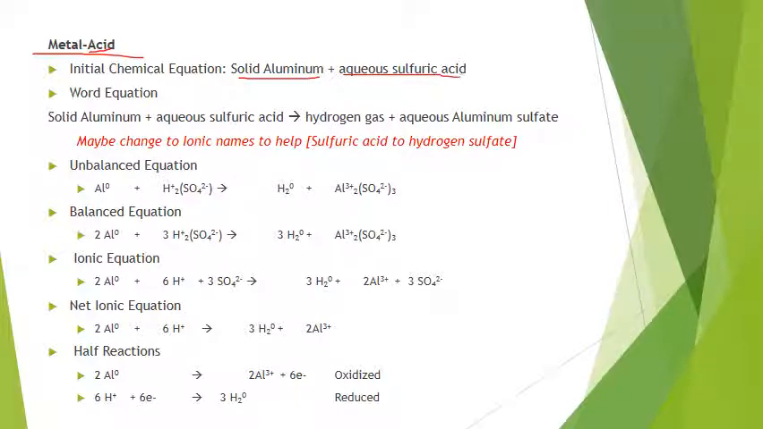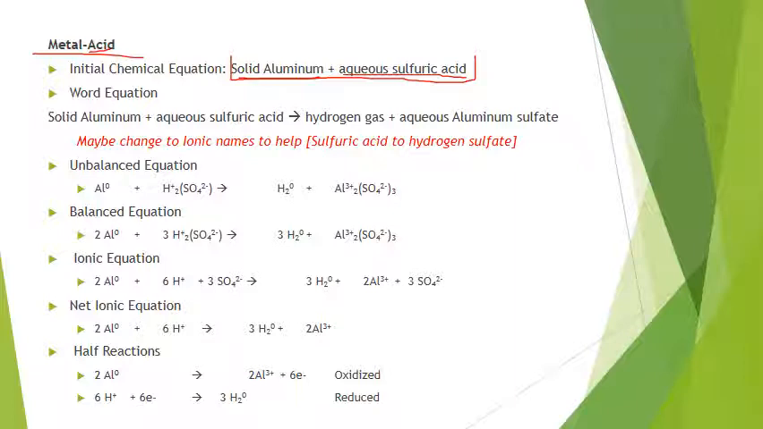So let's say you have solid aluminum plus aqueous sulfuric acid, and what I'm going to do is that we won't use the activity series for these. Just assume that these are going to work. I only want to use the activity series for the single replacement metals with ionic compounds. So this reaction does take place. So it's solid aluminum plus sulfuric acid giving hydrogen gas and aluminum sulfate.